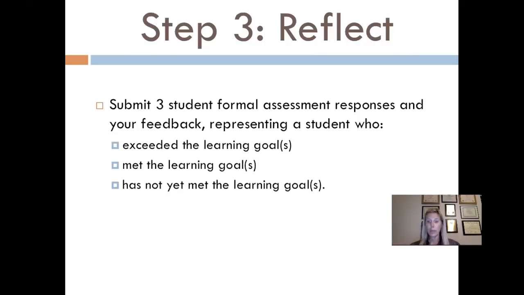Okay, so from the one assessment, you're going to select the 3 work samples that you are going to submit for CalTPA. You're also going to provide detailed feedback on these 3 work samples, right? The work sample from the person exceeding, the person who's meeting, and the person who's not yet meeting the learning goal. You'll provide feedback regarding what they're doing well and what they need to work on in relation to that rubric or checklist or a criteria sheet and the goals of the lesson.